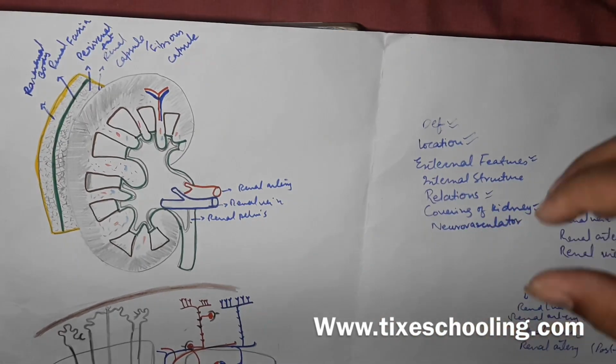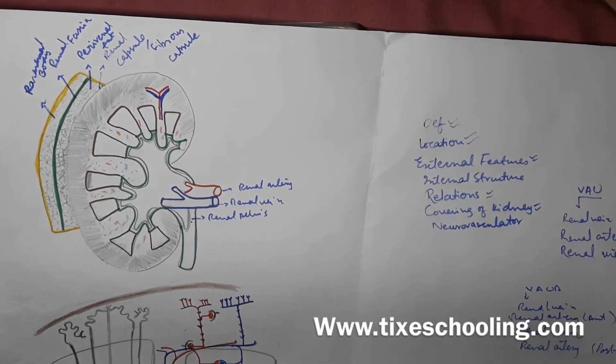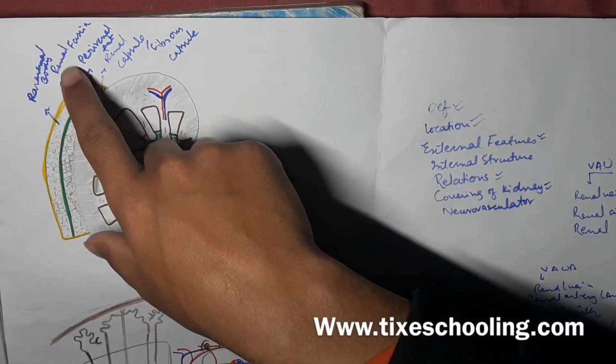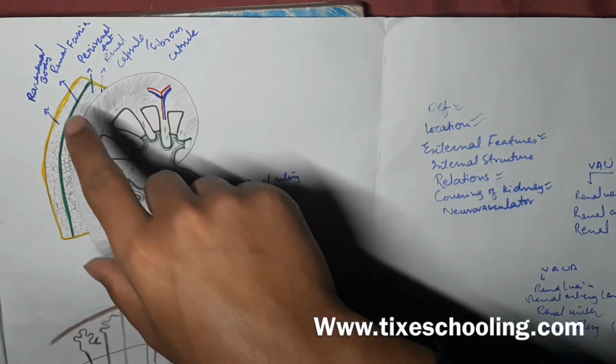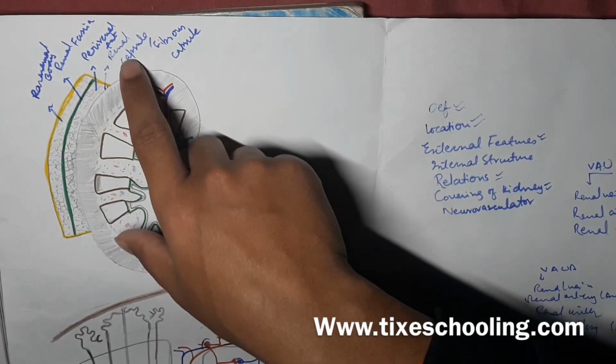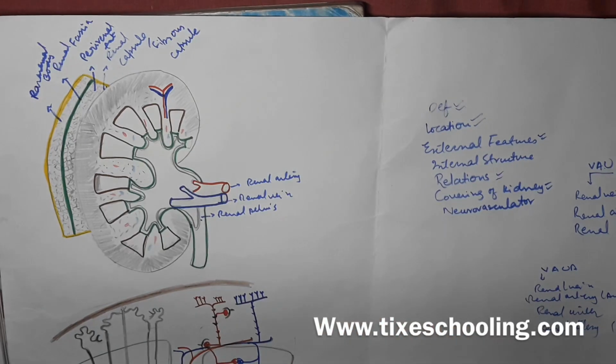From outside to inside: first is the pararenal body, then renal fascia, then perirenal fat, then renal capsule or fibrous capsule. Okay, these are the 4 coverings of the kidney.